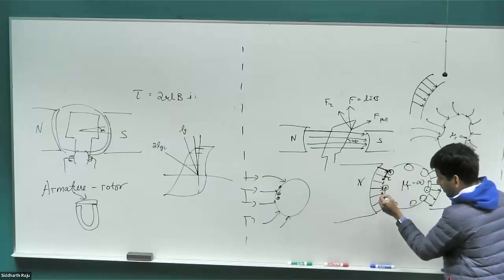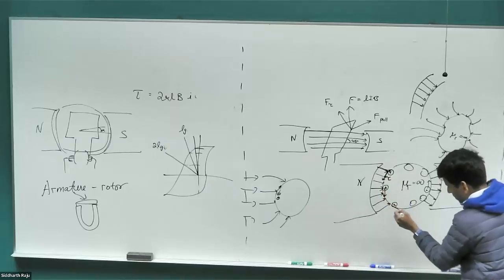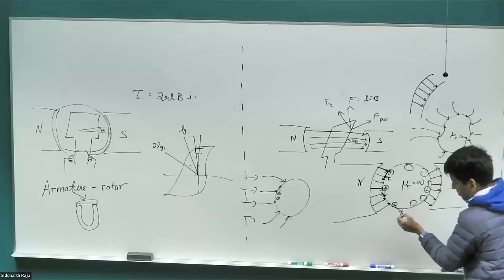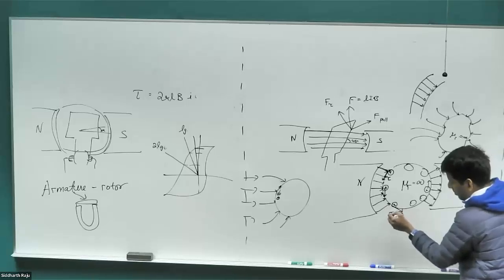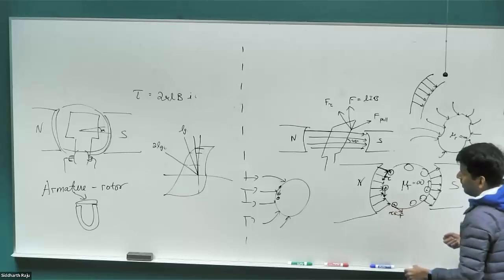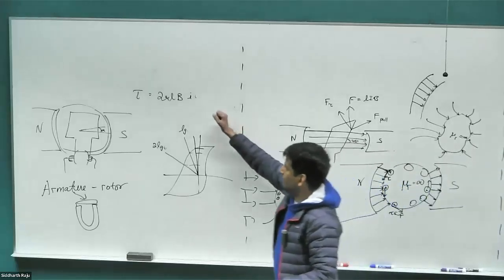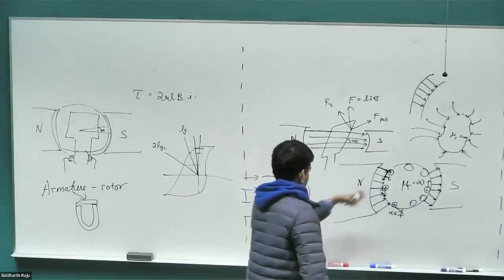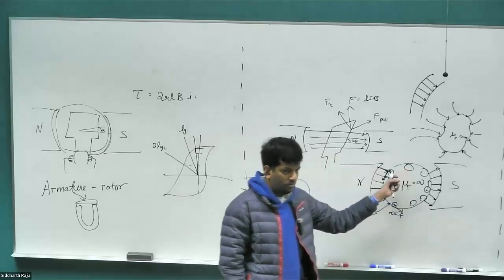And again, for this conductor, it's the tangential component. The force is all purely the perpendicular component. So all of it gets converted into torque. There is no cos alpha reduction depending on the location of the conductor that we have. Everybody clear on this part?